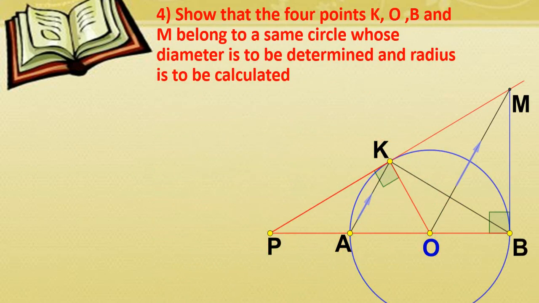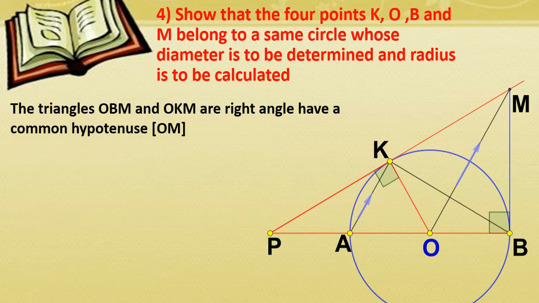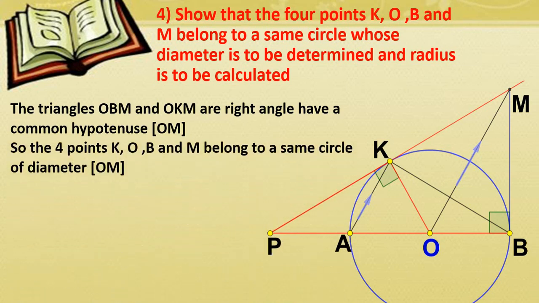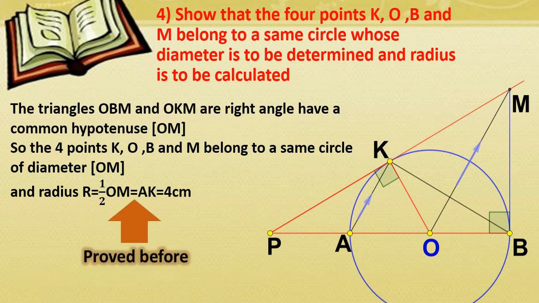For show that the 4 points K, O, B, and M belong to the same circle whose diameter is to be determined and radius to be calculated. The triangles OBM and OKM are right-angled and have a common hypotenuse OM. So the 4 points K, O, B, and M belong to the same circle of diameter OM, and radius R is equal to half of OM, which is equal to AK, which is 4 centimeters, proved before.